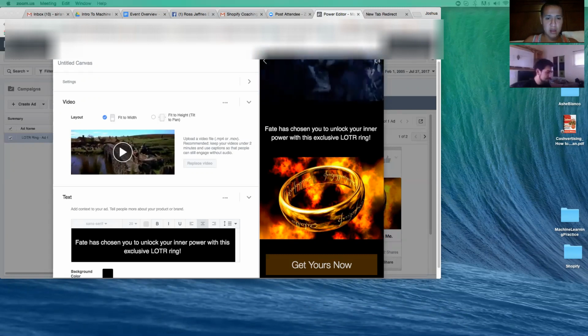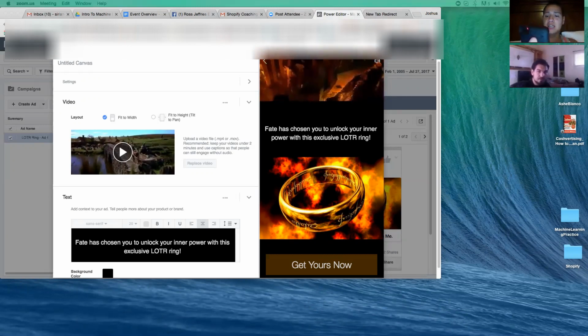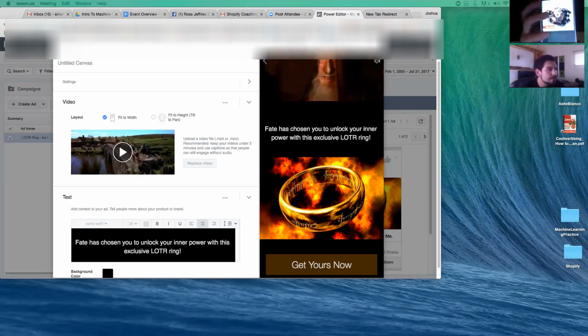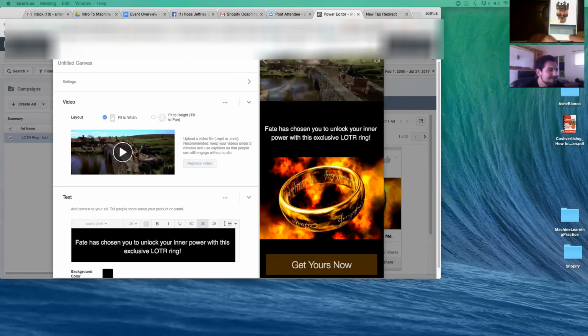Yeah, it's that application, and it allows you to create video ads with pictures. It's really powerful. This is just one example. Wow, that's awesome.